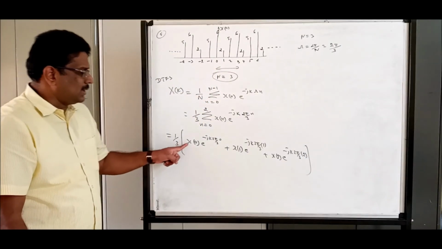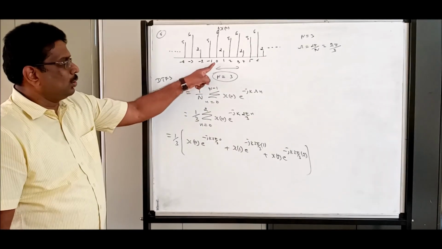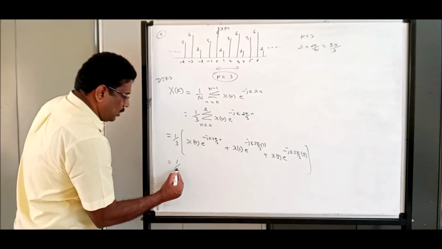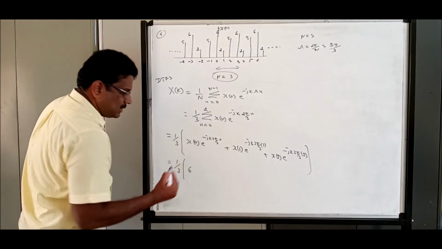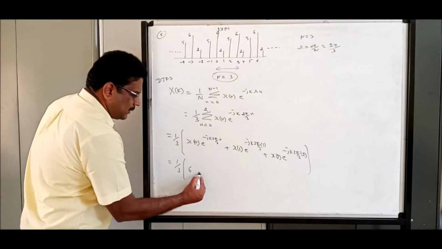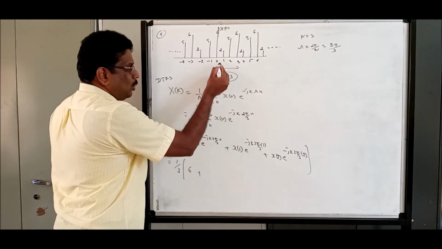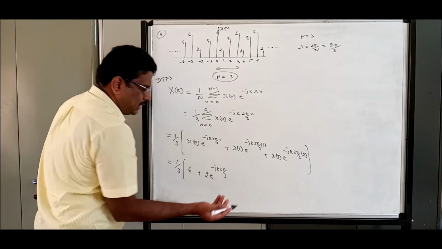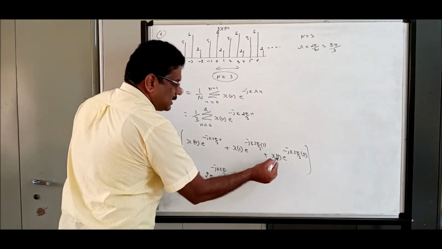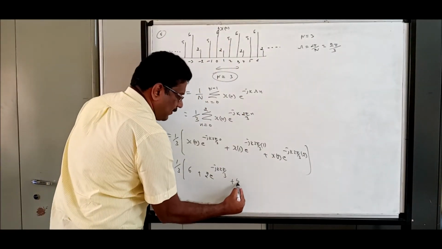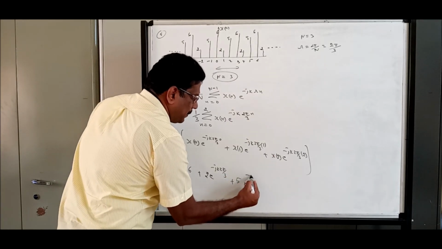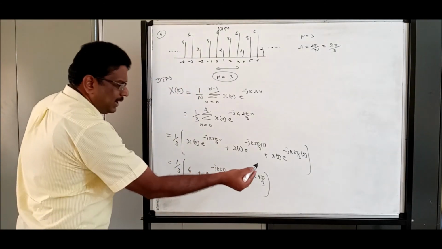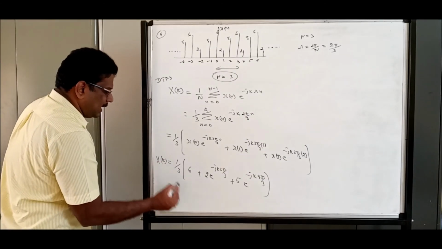Now you should know what x of 0 is at the 0 location. What is the amplitude? 6. So if you substitute 1 by 3, what is x of 0? 6, e power 0 is 1. Leave it. Next, what is x of 1? In location 1 it is 2, e power minus j k 2 pi by 3. That's all. Plus, what is x of 2? In location 2 the amplitude is 5, and what remains is e power minus j k 4 pi by 3. Just I multiply. So it will vary according to the k value. The result is x of k.